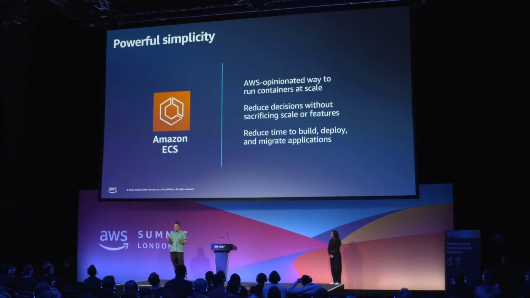Amazon ECS is an opinionated container orchestration service. It makes it easy to deploy and manage containerized applications at scale. When you select to use Amazon ECS with AWS Fargate, you get a serverless container orchestration, and you can leverage more of AWS operational excellence. What customers tell us they love about Amazon ECS is the simplicity it provides. It reduces the number of decision points that customers have to take to build, deploy, and migrate their containerized applications.